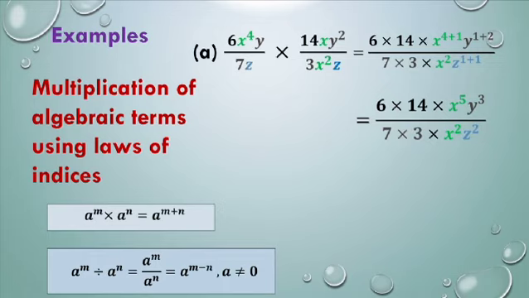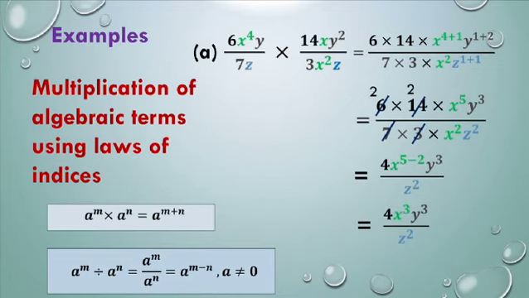So now we cancel some terms. 3 will cancel into 6, giving me 2. 7 cancels with 14, 2. So I have 4. Now you can see that we have x in the numerator and x in the denominator. So we are going to apply the division law here. I will have x to the power of 5 minus 2, y cube over z square, giving me 4x to the power of 3 y to the power of 3 over z power 2.